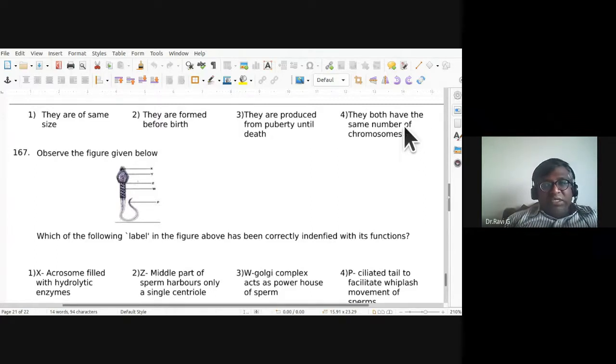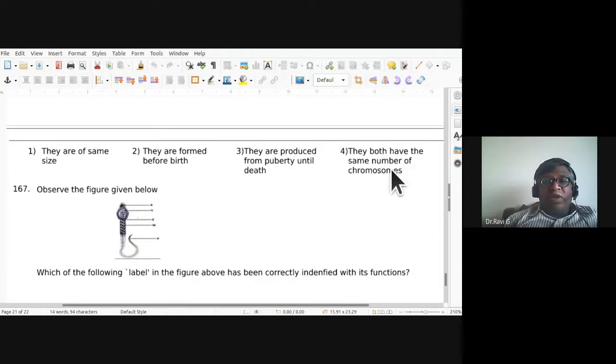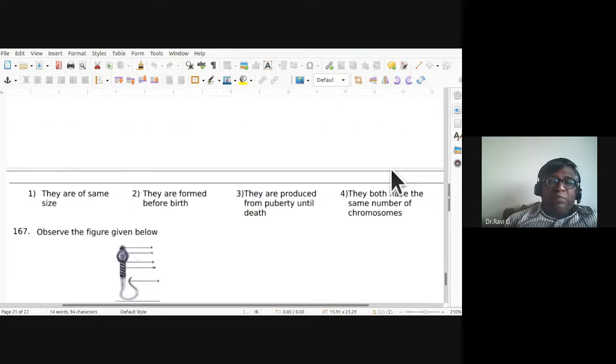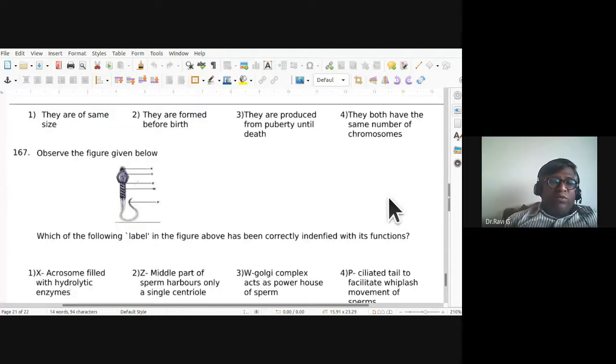So 166, D is the correct option. Both of them have the same number of chromosomes. Very good question it is, because both of them are haploid. They have 23 chromosomes. Fourth one is the correct option.